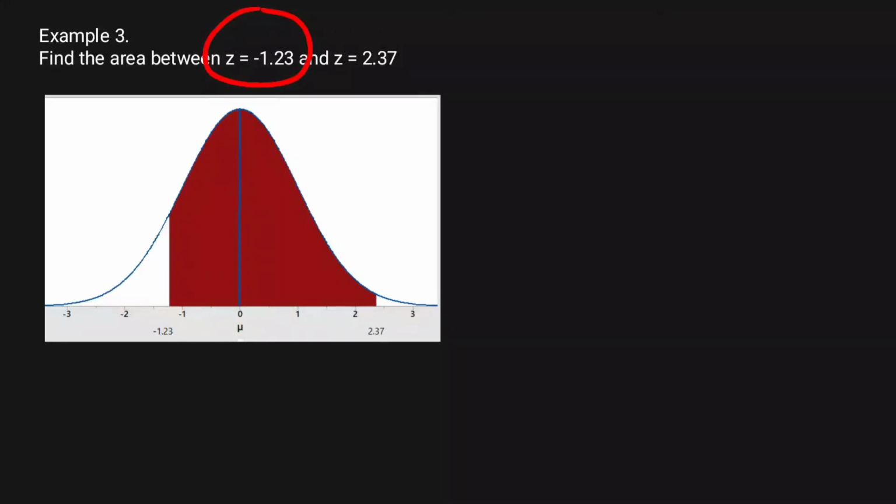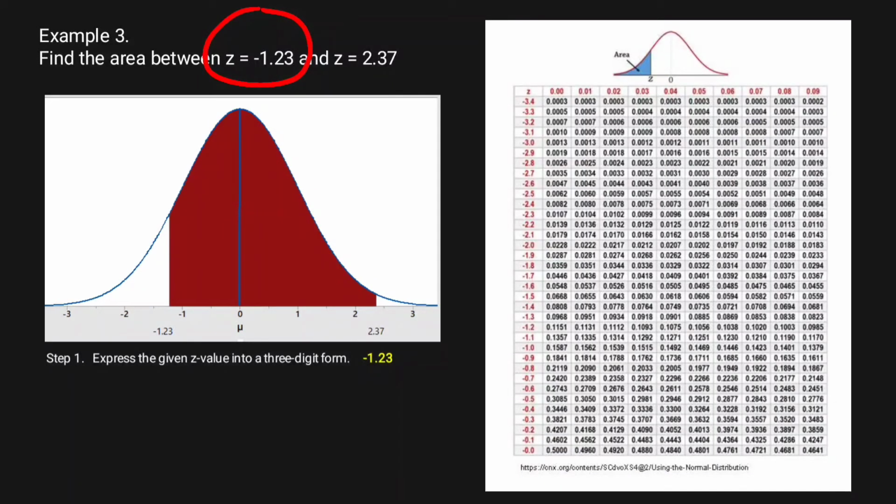Okay, so sundin lang natin yung mga steps. Express the given z value into a 3-digit form. Okay na siya, 3-digit form na siya. Okay, so use this table to the left lagi. So locate the negative 1.2. Okay, so hanapin natin yung negative 1.2. Okay, so yan yung negative 1.2.